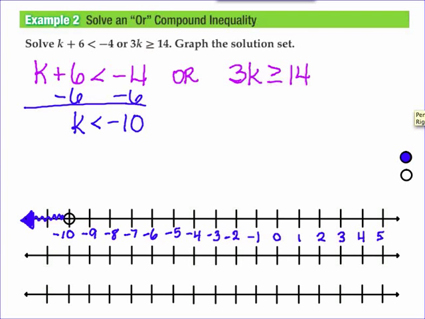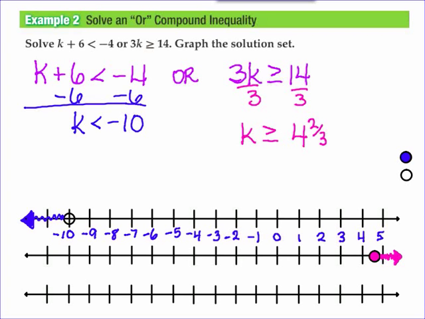And so now I have to solve 3k is greater than or equal to 14, so what do I do? Divide by 3. And so some people were like, whoa, that doesn't come out even. Well, yeah, so you can graph fractionals. And so this is actually 4 and how many thirds? 2/3. So what type of circle am I going to put at 4 and 2/3? A closed circle, and I'm going to put it just about 2/3 of the way there. And which way am I going to shade if it is greater than 4 and 2/3? To the right. So that is what that one looks like.